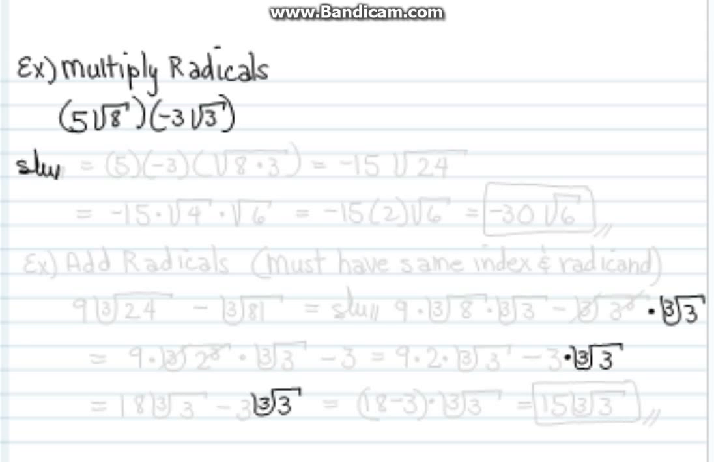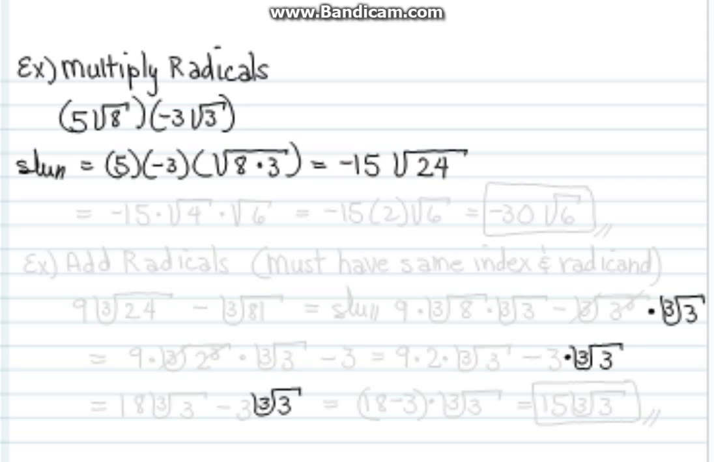So we can move those around. We have a property called the commutative property of multiplication, which says we can move things around. So let's move the simple numbers in the front, 5 times negative 3. And then the two radicals we're multiplying, and they have the same index, so we can do the multiplication under a single radical, square root of 8 times 3. Well, 8 times 3 is 24. 5 times negative 3 is negative 15. So this is actually negative 15 times the square root of 24.